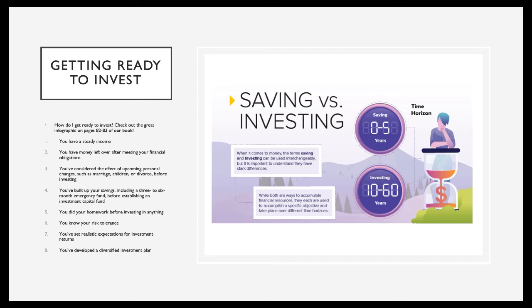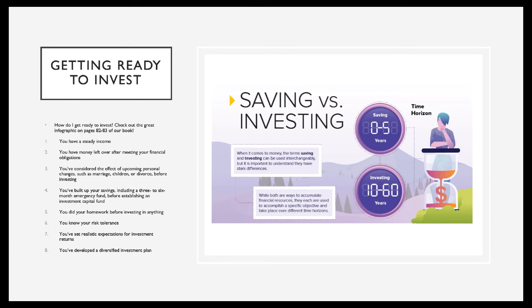Number 6, you know your risk tolerance. We'll talk a little bit about that, but there's more in the textbook about that. Some of this has to do with your time horizon, and a lot of it also has to do with who you are as a person in terms of what you're willing to tolerate in terms of risk and uncertainty in your investment portfolio.